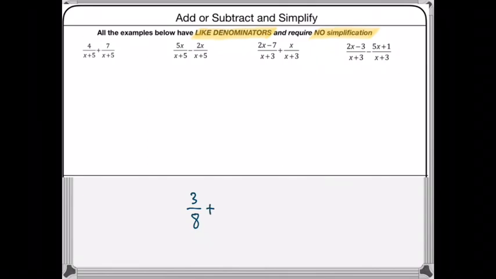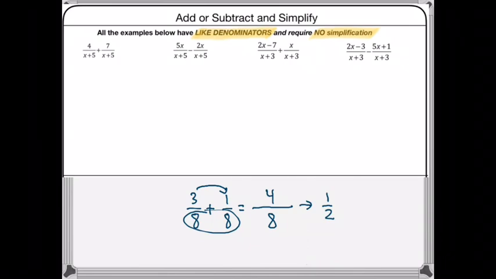3/8 plus 1/8. From there, we recognize that the denominators, when they're like these 8's right here, stay the same, and it's going to have an 8 as a bottom. And we add the 3 plus 1, that gives us a 4. So we got 4 8's. Now, from there, we simplify to 1/2.